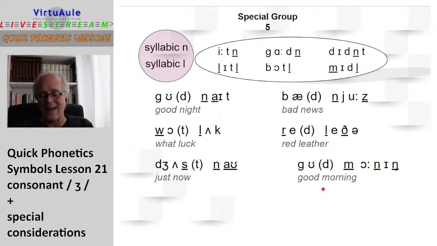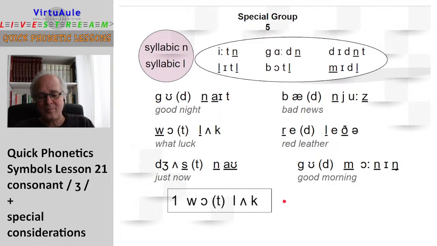Okay, I'll say these very fast now, natural. Good night. You hear just a little bit of that d. Good night. Bad news. What luck? Red leather. Just now. Good morning. Okay, practice that.